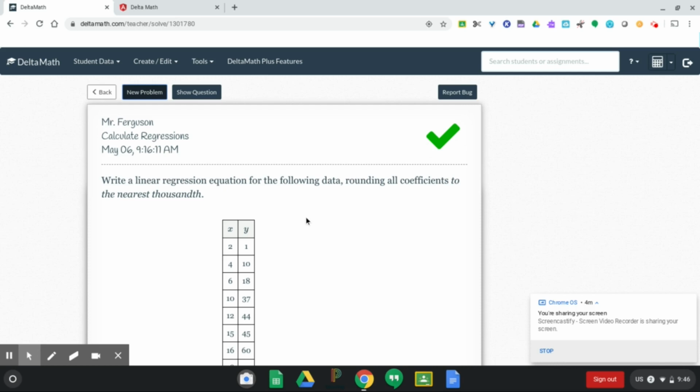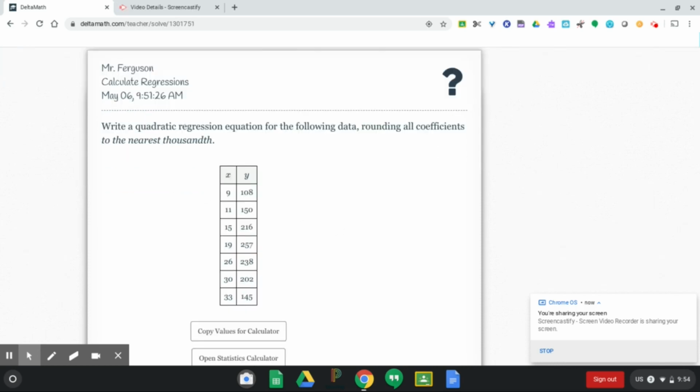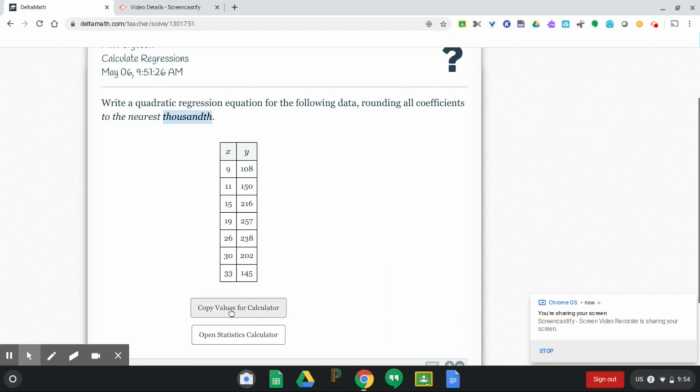I'm going to do exponential and quadratic just so you have them all. A quadratic regression equation for the following data, rounding all coefficients again to the nearest thousandth. So my first step is to copy values for calculator. I'm going to click Open Statistics Calculator.